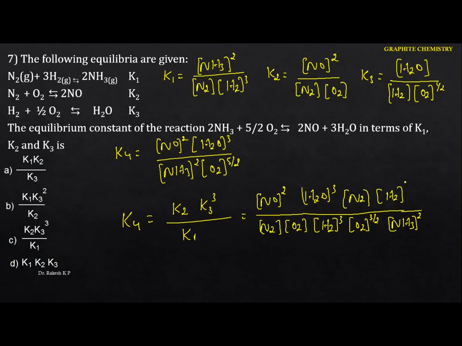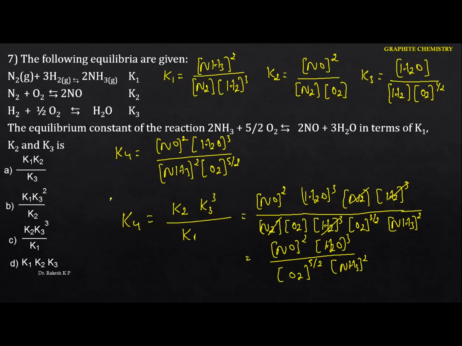Okay, so now you have to identify the common thing. So here the nitrogen, here also the nitrogen gets cancelled, and again we have this one H2, and here also the H2 gets cancelled. Okay, and now you have to identify the remaining. What is remaining here? This is NO power 2, and the next thing is H2O power 3, divided by, 1 plus 3 by 2, that becomes O2 power 5 by 2. The next will be NH3 power 2.